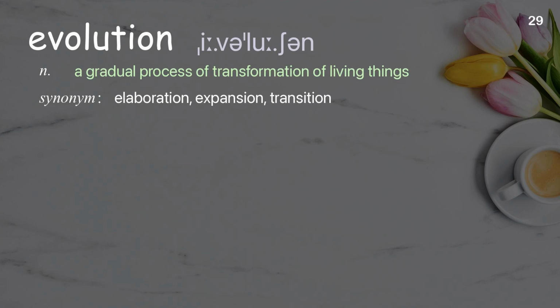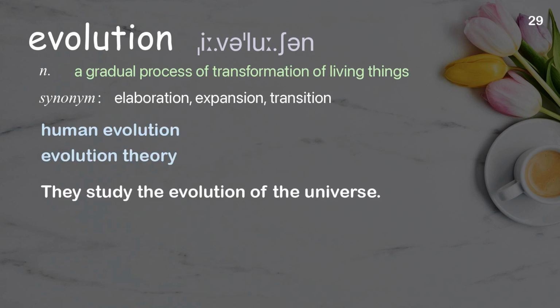Evolution. A gradual process of transformation of living things. Examples: human evolution. Evolution theory. They study the evolution of the universe.